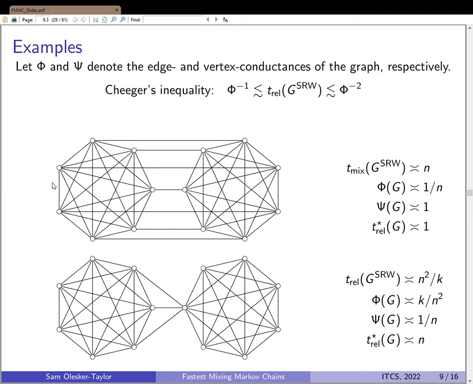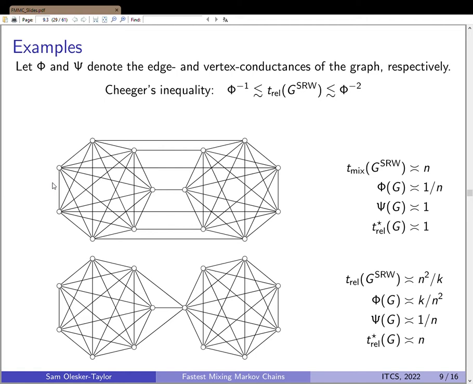Indeed, internally, the relaxation time for each one is 1, but it takes time order n to swap between the two cliques. So we can actually use this sparsification technique to go back to the first example, and there's another way of constructing an order 1 relaxation time chain.